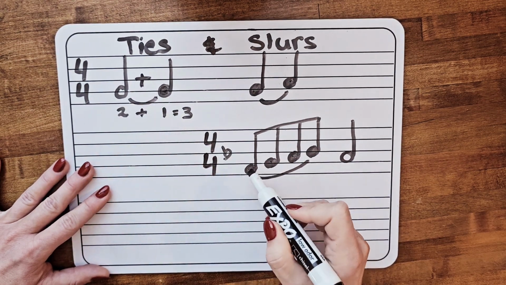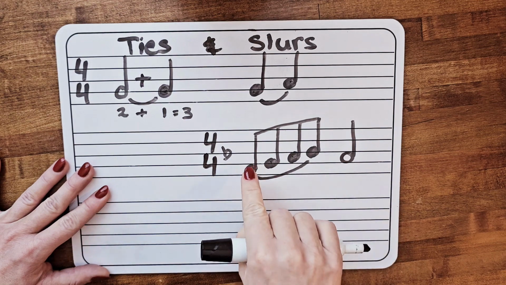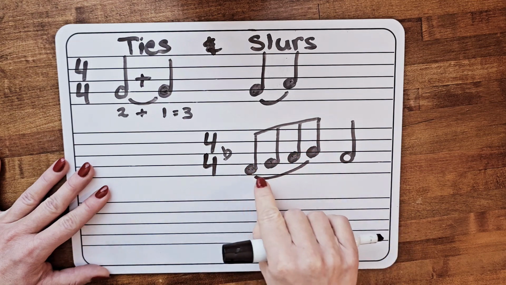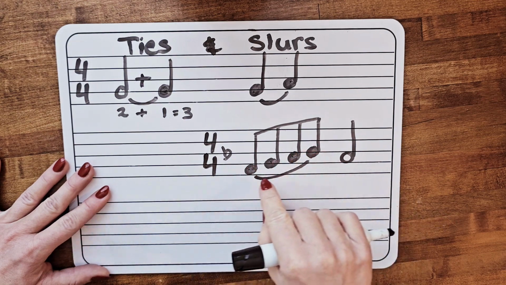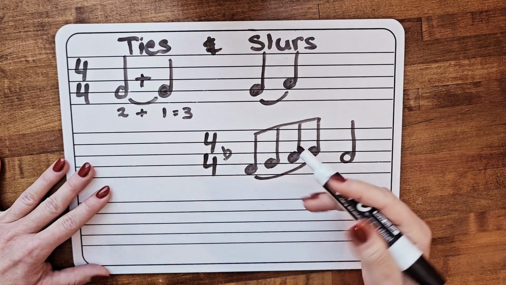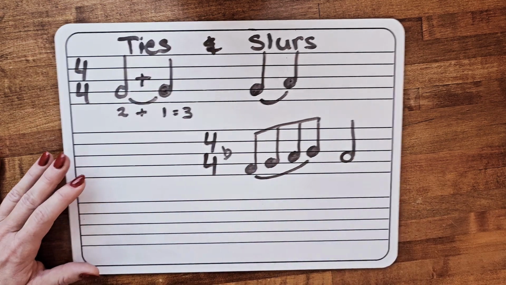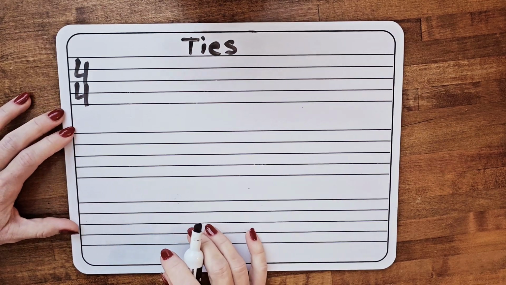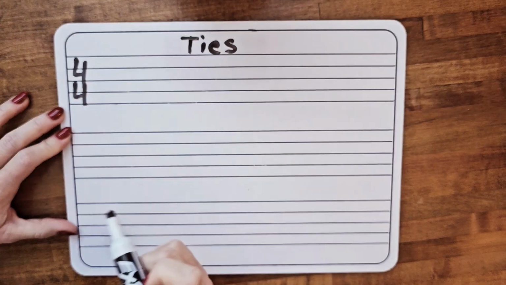But with a slur, instead of note, note, note, note, it's going to be note, note, note, note, no, no, no, no. It's going to be very smooth and connected. So let's have a more in-depth look into ties.